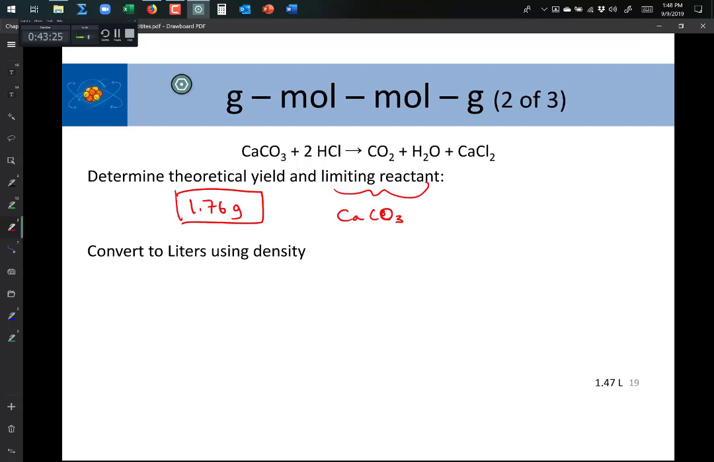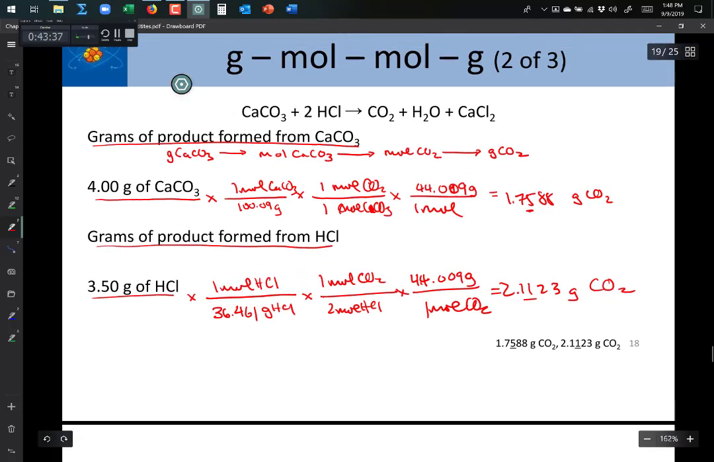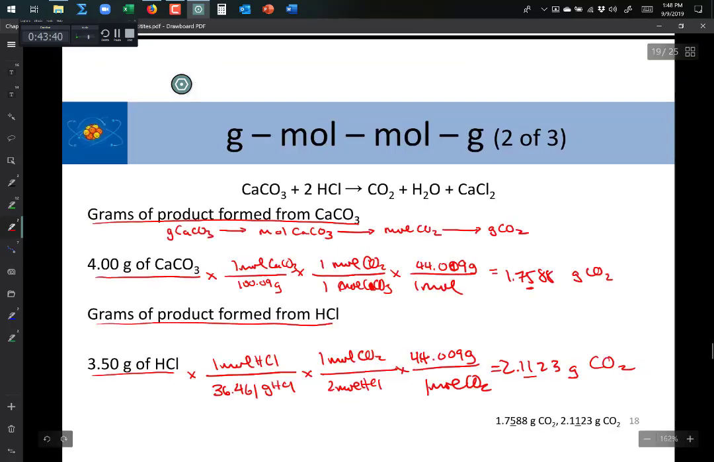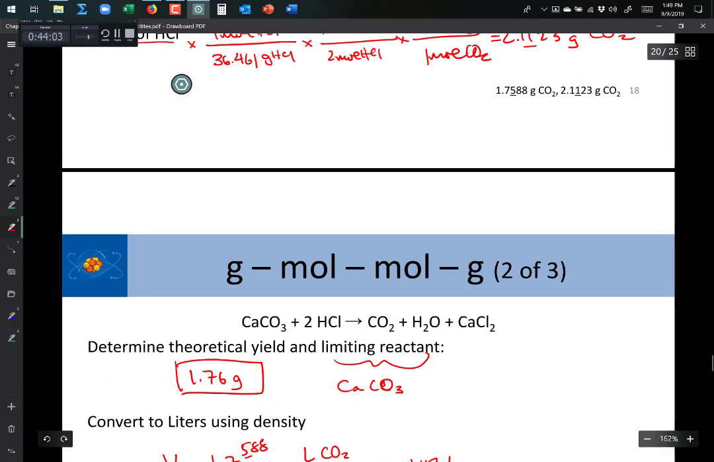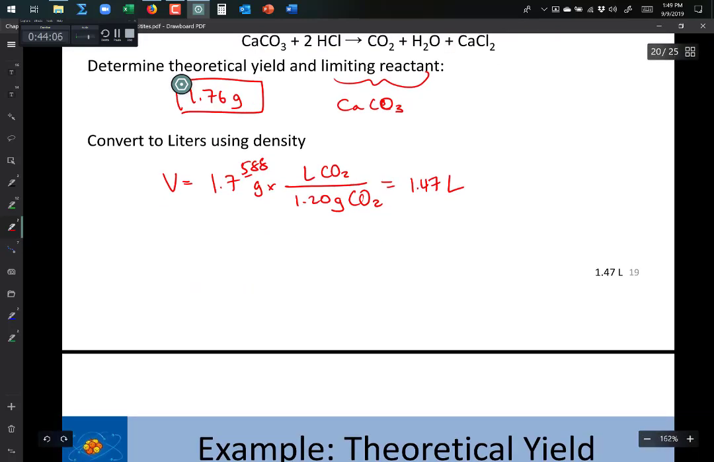So that last bit is to convert to liters. So I want the volume. So I'm going to 1.76 grams times, and then my density is given. And the density is 1.20 grams per liter. So I put 1.20 at the bottom, and liters goes at the top. And that'll give you 1.47 liters. And actually, this should be 1.7588 like that. I think that's what it was. So 588, yeah. And then you'll round it to 1.47.